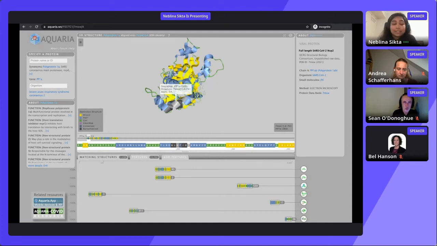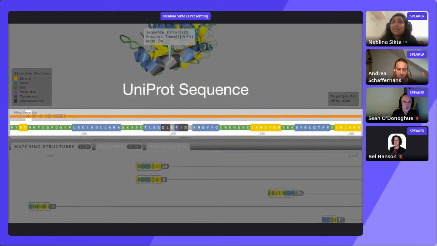What that means is that in Aquaria, a user starts by specifying a protein of interest, and Aquaria takes the UniProt sequence of the protein and finds all the PDB structures that match the sequence. When the user selects one of these matching structures, Aquaria aligns the sequence of the PDB structure against the UniProt sequence and annotates all the matches and differences.